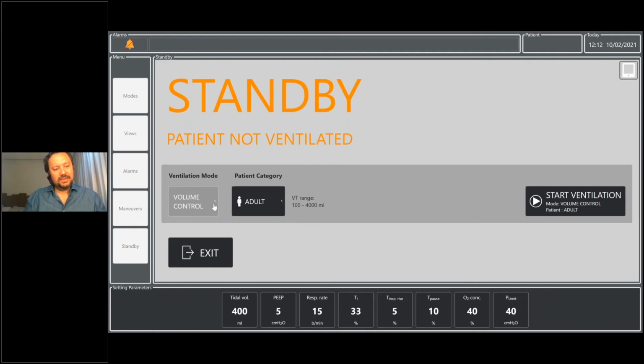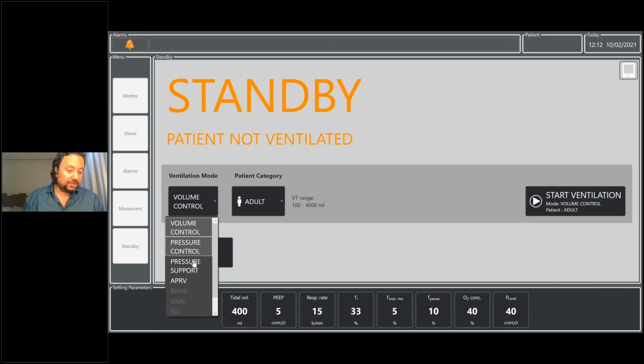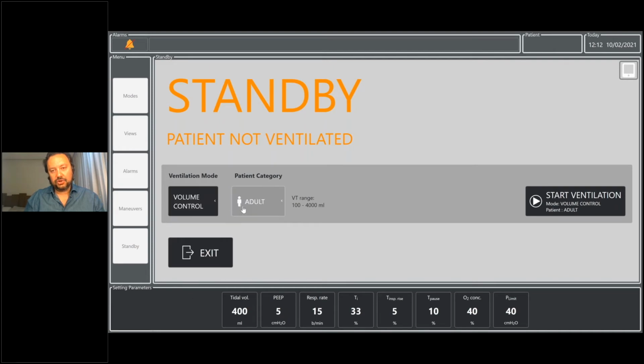So you have the initial control, the initial setting, which you have to decide: volume control, pressure support, APRV, and then, of course, during the ventilation, you could have BiPAP, SIMV, NAVA, and later on you can start your assisted modes together. Then you have the settings also to have adult, pediatric, or neonatal patients. And then you can click on Start Ventilator.